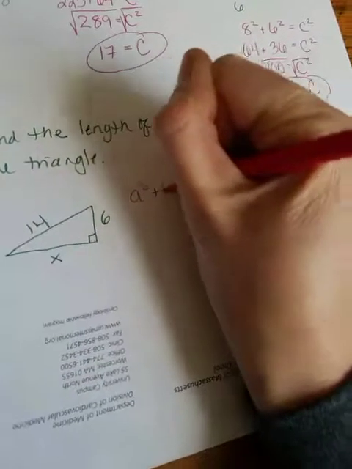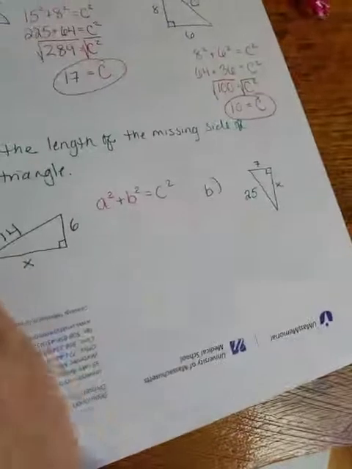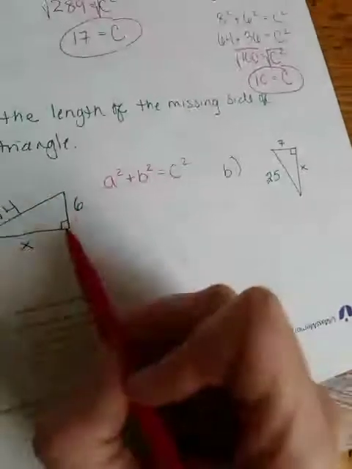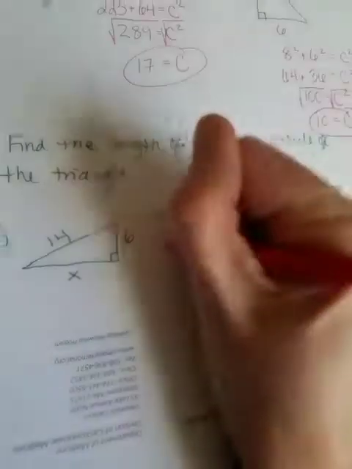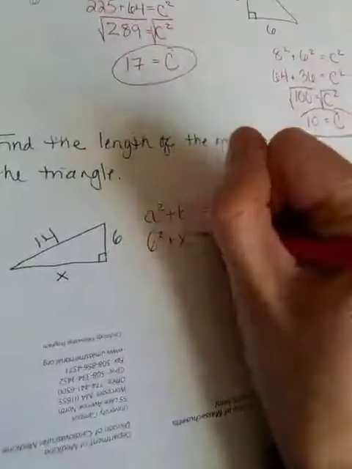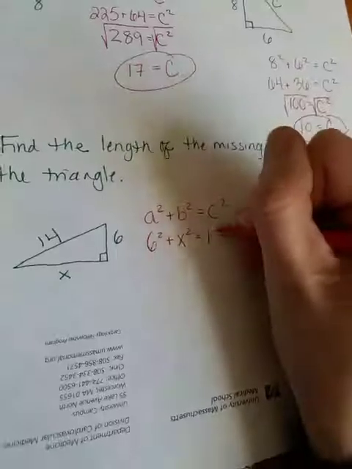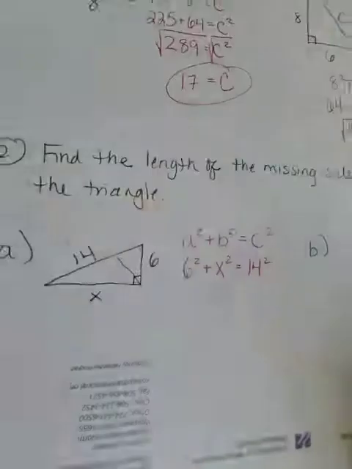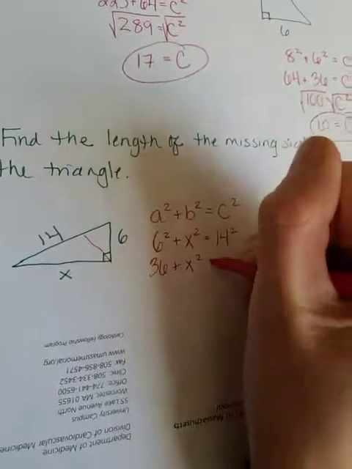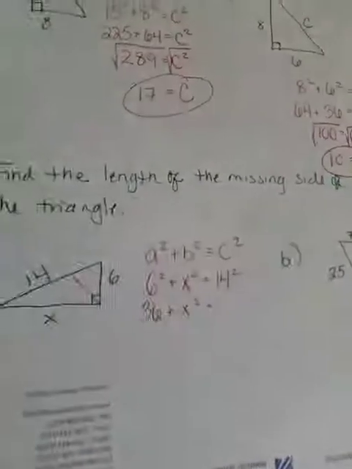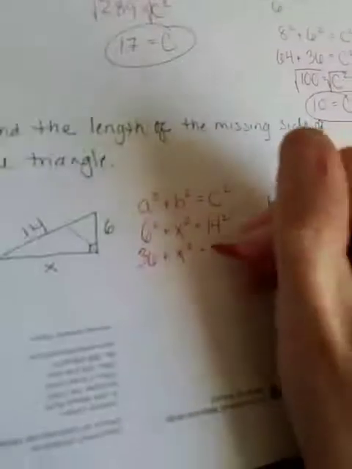For people who like to see the equation written out beforehand, remember A and B, it doesn't matter what you call A and what you call B, just that you use A and B as your two legs, the two sides that make up the 90-degree angle. So I'm going to write 6 squared plus your other leg, x squared, equals your hypotenuse. That's always the one across from the 90-degree angle. So 6 squared is 36, x squared I have to leave, and 14 squared is 196.